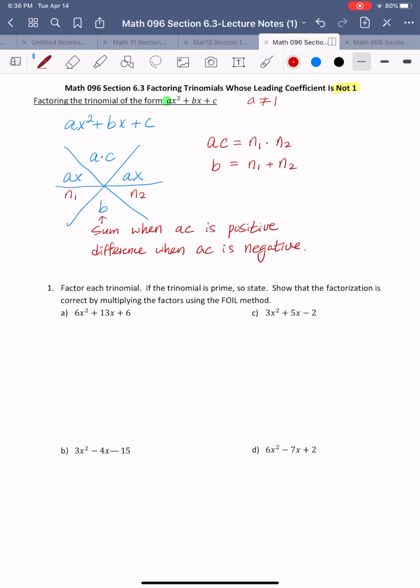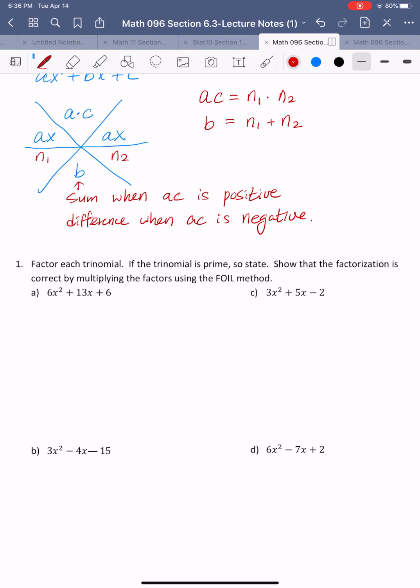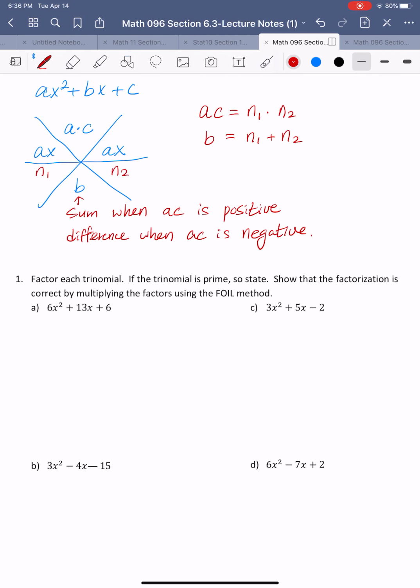Number 1, factor each trinomial, and if the trinomial is prime, say so. Check that the factorization is correct by multiplying the factors using the FOIL method. Always, before you start factoring, think about the GCF, but the GCF is 1 this time. So we go straight to the x factor, where a is 6, b is 13, and c is 6. Always put it in descending order: x squared comes with a, x comes with b, and c is the constant term. So now we do the x factor.